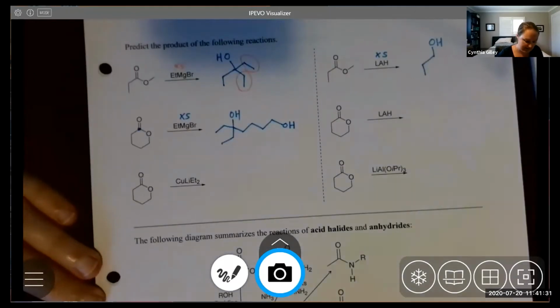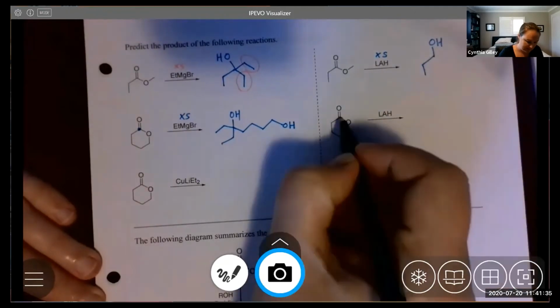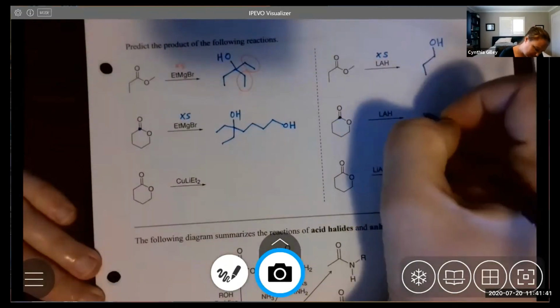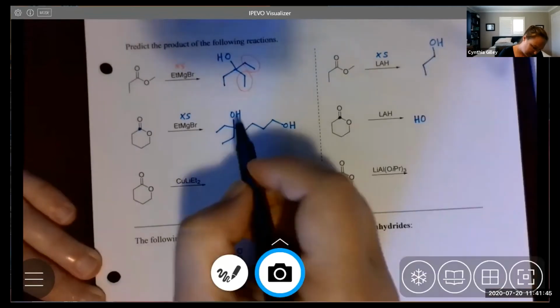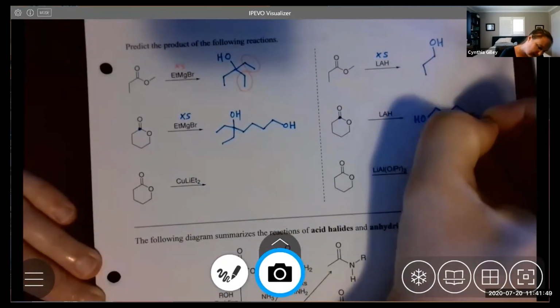Okay, and then the same thing here with the LAH. The only difference is what gets incorporated here is two hydrides instead of two ethyl groups. So we'll end up with basically a diol with 1, 2, 3, 4, 5 methylenes.